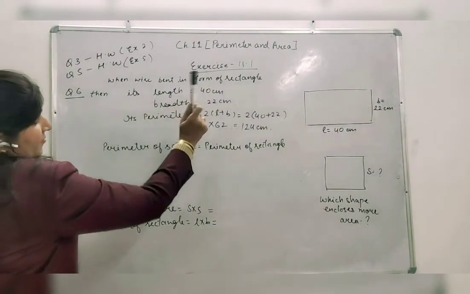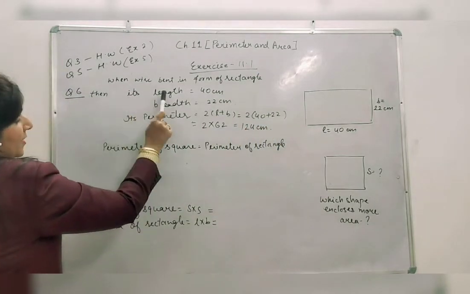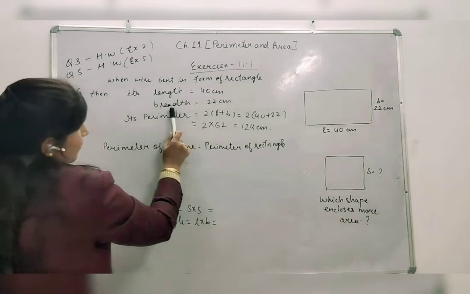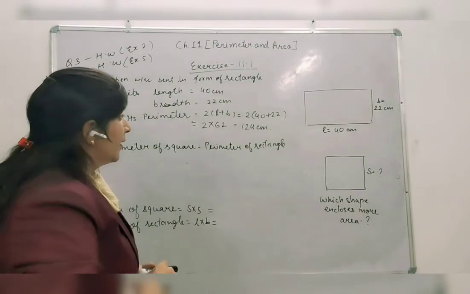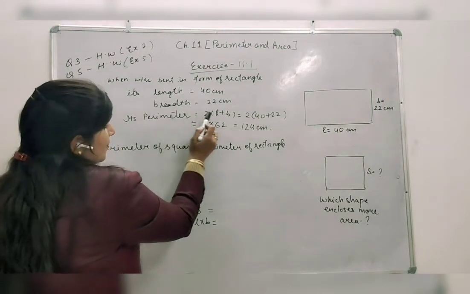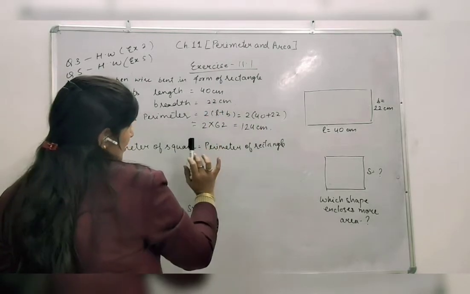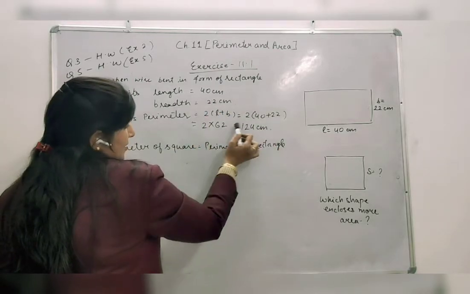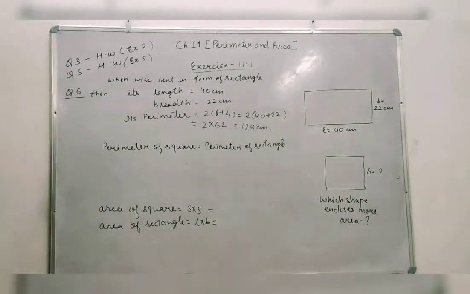Firstly, when the wire is bent into the form of a rectangle, what was its length? Length is given as 40, breadth 22. Now its perimeter we need to find out, because it will be the same perimeter for the square as well. So perimeter is twice into length plus breadth. So twice into 40 plus 22. So 2 into 62 after solving, and 124 centimeter will be the perimeter.